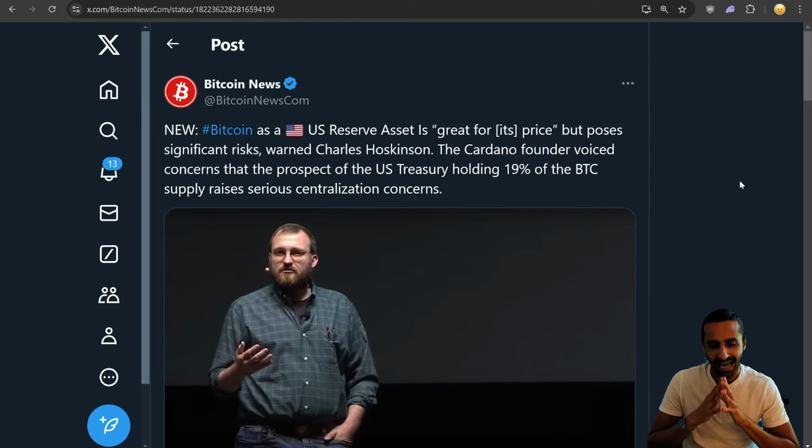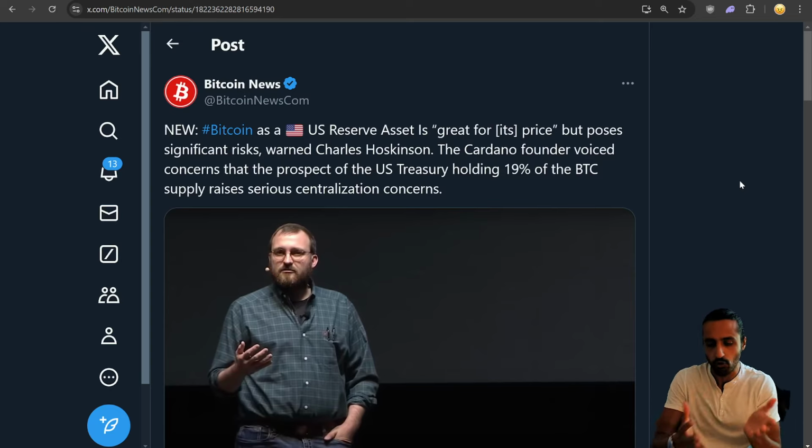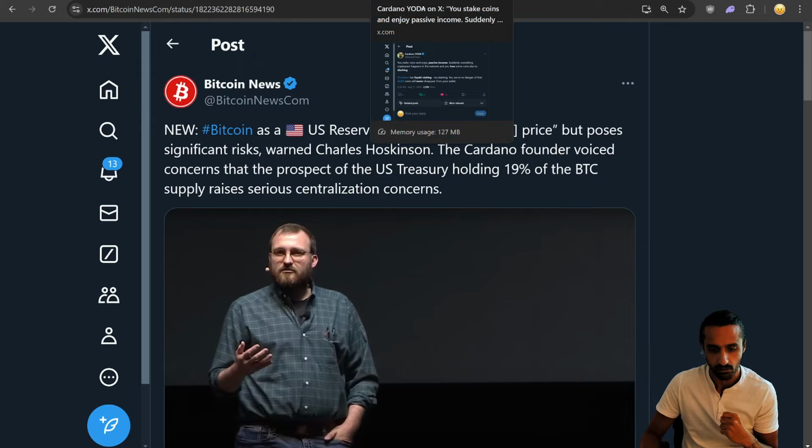Bitcoin News says Bitcoin as a US reserve asset is, quote unquote, great for its price, but poses significant risks, warned Charles. The Cardano founder voiced concerns that the prospect of the US Treasury holding 19% of the BTC supply raises serious centralization concerns. And yeah, you definitely want to have an active community with a nice wallet spread. Having almost one quarter of Bitcoin held by the US government has concerns, to say the least. I think that's a fair statement by Charles. What do you think?